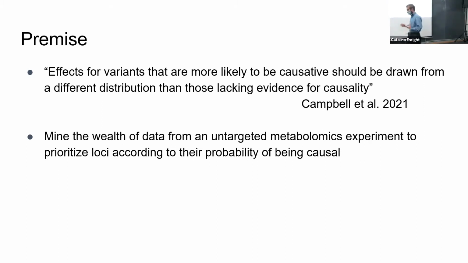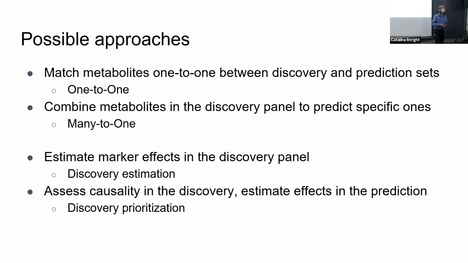And so the hook that we're using here is when you do untargeted metabolomics, you get a lot of data, and we want to use that data more completely to prioritize loci according to their probability of being causal. There are different possible approaches. We have a discovery panel. We have metabolomics there. We could match 1-to-1 between metabolites in the discovery panel and metabolites in the prediction set.